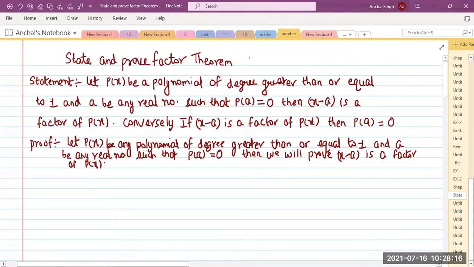Pa is given equal to 0. Then we will prove x minus a is a factor of px. What is pa? Pa is actually remainder. It is saying remainder is given equal to 0. ठीक है बेटा, तो देखो अब हम लोग करते हैं इसको.